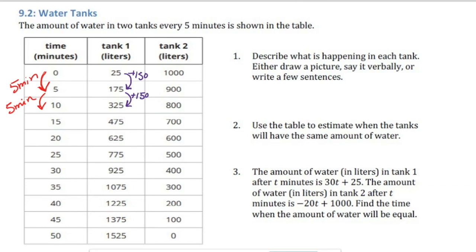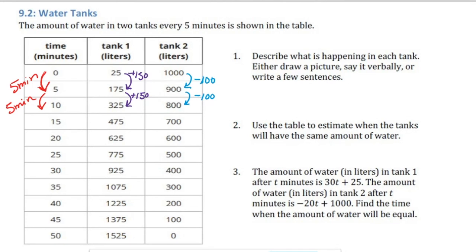Okay, so even though water doesn't really fill or drain at a perfect speed, for this scenario, we're imagining that it's changing at a consistent speed. Now for tank 2, every 5 minutes, it's decreasing by 100. Okay, so take a minute and just look at the behavior of these two tanks. What's happening during the time period that we have here? And everything is staying consistent. This isn't a table where all of a sudden things are going to change or get strange.